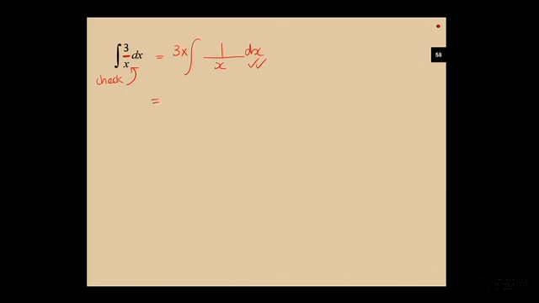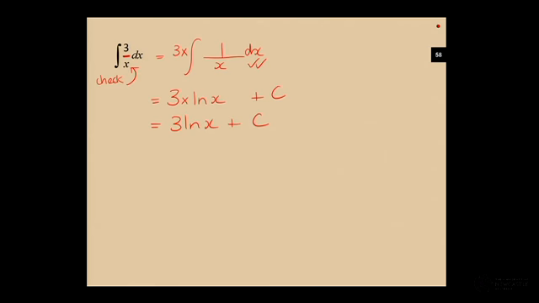So this is now 3 times the natural log of x, plus c. You don't need to write the multiplication, but I put it there so you can see the constant multiplied by the answer and then the plus c.